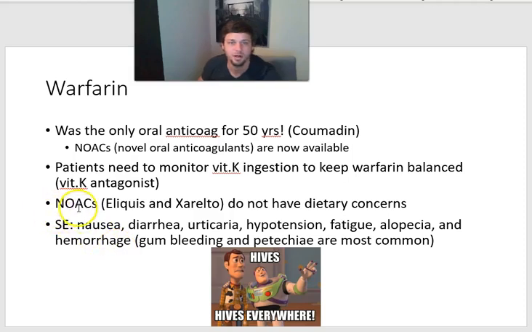For your novel oral anticoagulants like Eliquis and Xarelto, there are no dietary concerns, but they all kind of have the same side effects: nausea, diarrhea, hypotension, urticaria. This is going to be hives, like these really itchy hives. You can have fatigue, alopecia again, hemorrhaging, especially in the gums, and petechiae are going to be your most common.